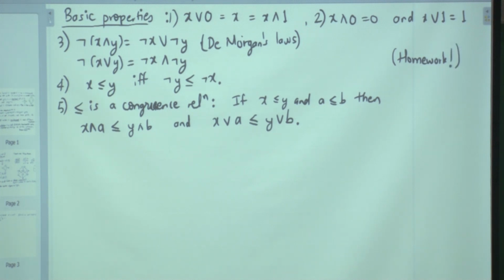And you can do that. Okay. Then there is one property which I will prove here, that is the sixth one, that x is less equal negation y if and only if x meet y is equal to 0.